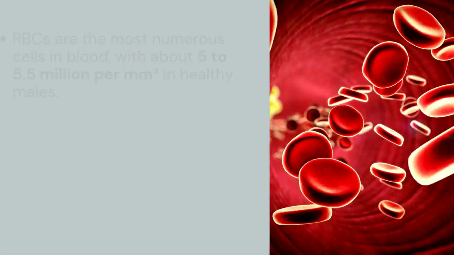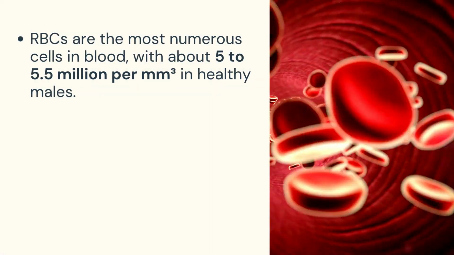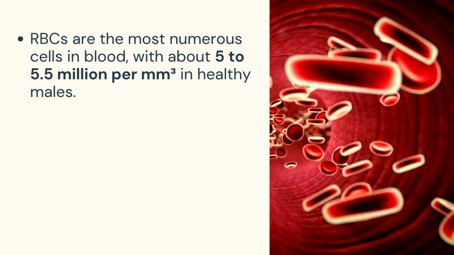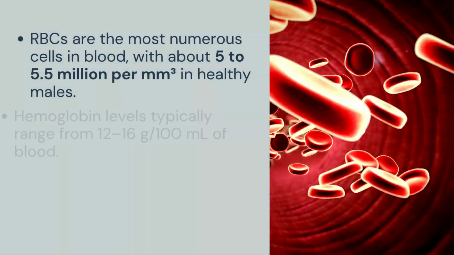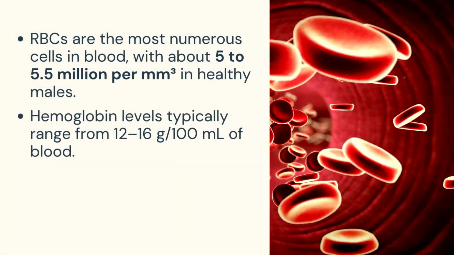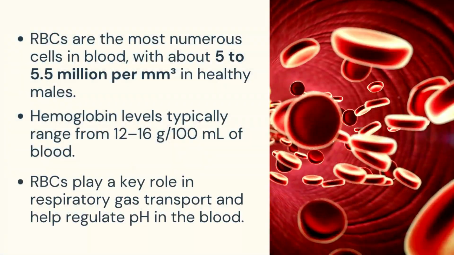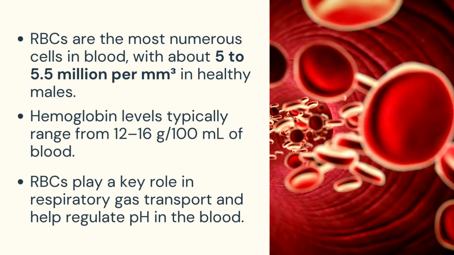RBCs are the most numerous cells in blood, with about 5 to 5.5 million per cubic millimeter in healthy males. Hemoglobin levels typically range from 12 to 16 grams per 100 milliliters of blood. RBCs play a key role in respiratory gas transport and help regulate pH in the blood.